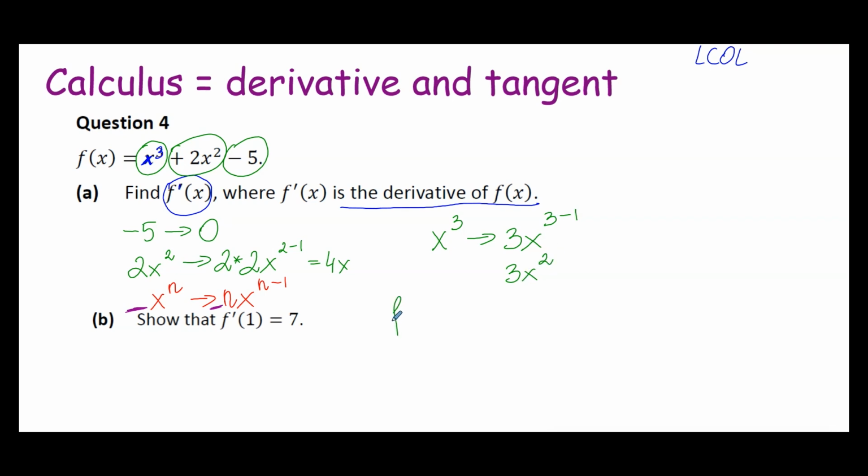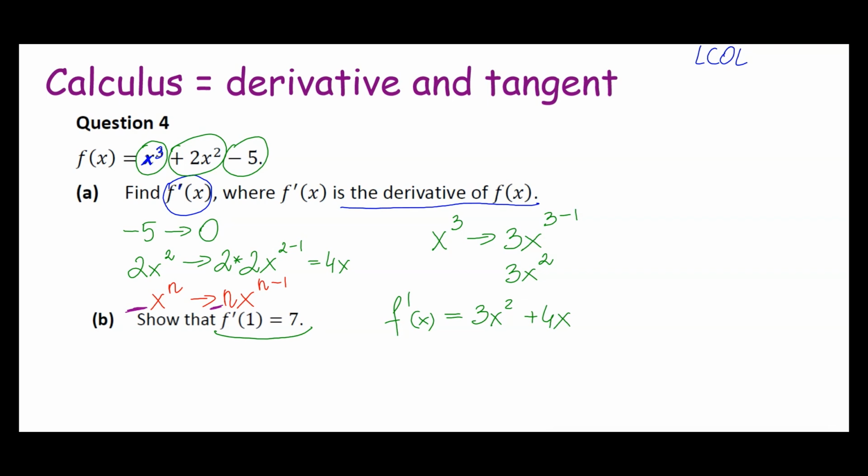Now let's put that derivative together. So first I have my cubic element, so 3x to the power of 2, then my 4x. Now, as we said, 5 disappeared. Okay, and then the next part, we have to show that.